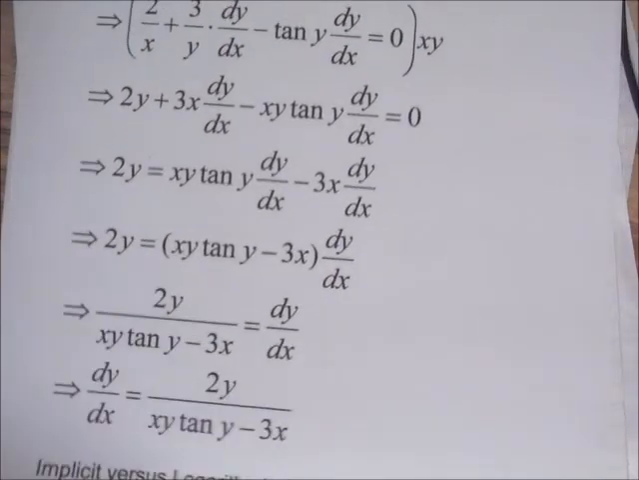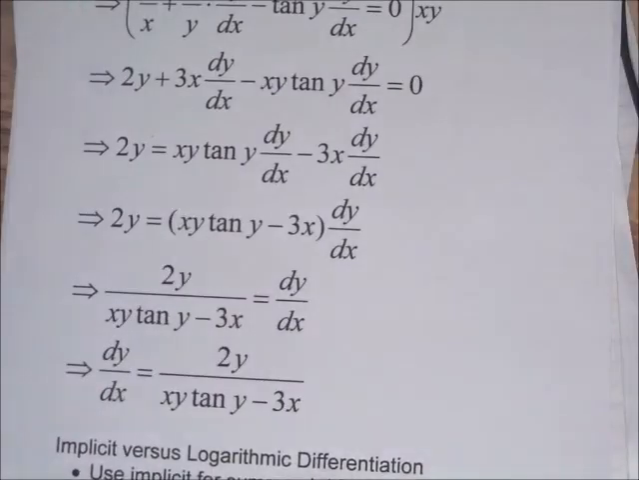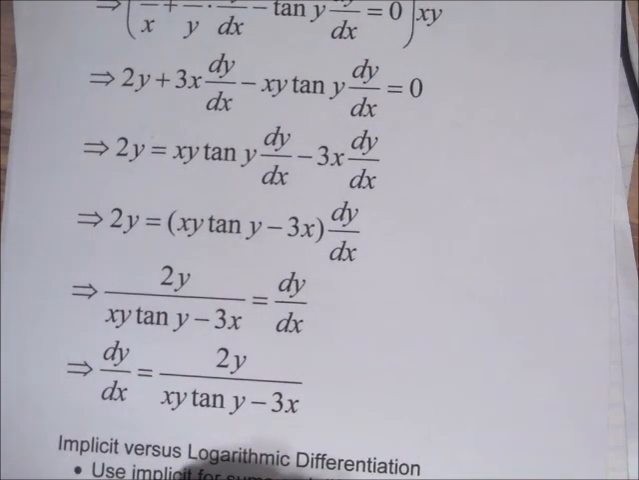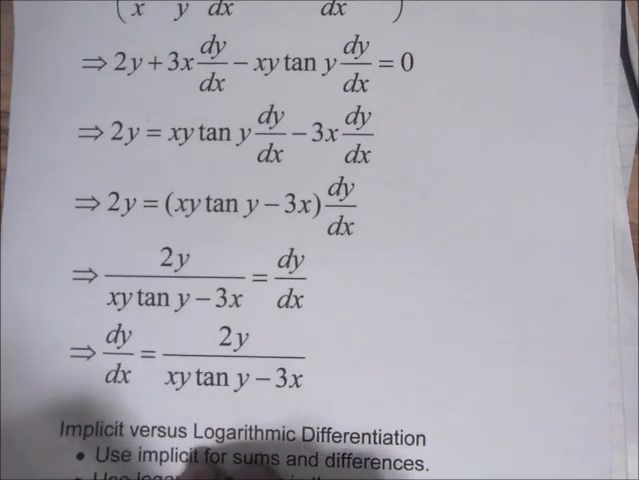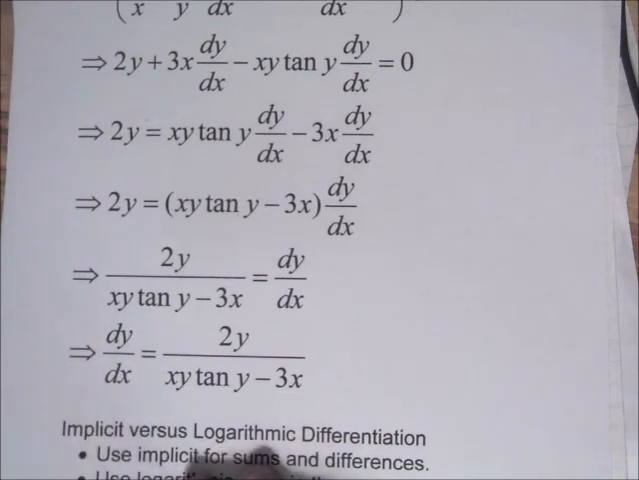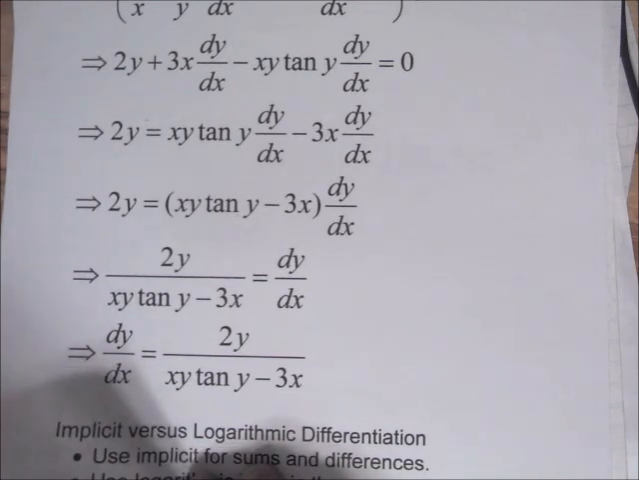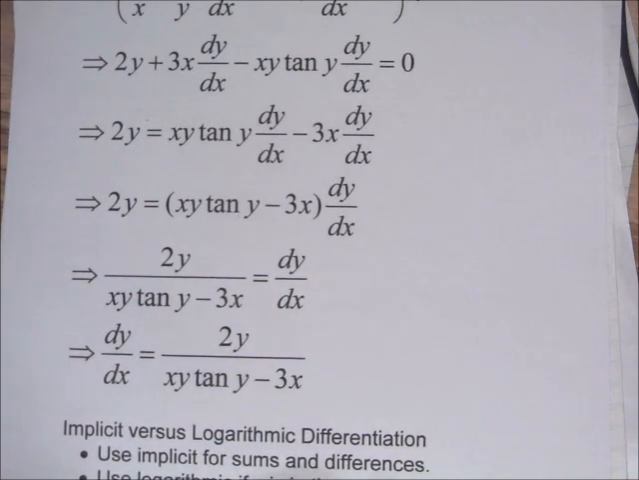So it's about the same amount of space. It took me a couple of pages either way, whether we did this implicitly or with logarithmic differentiation. The advantage of logarithmic differentiation is that you don't have to deal with the product rule, and also if you have the letter x in both the exponent and the base, then it's going to be helpful to do logarithmic differentiation. And that concludes this presentation.